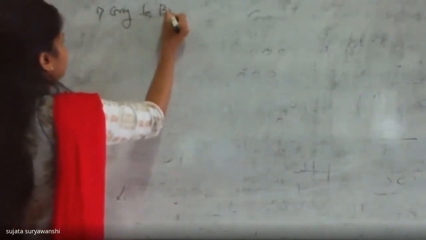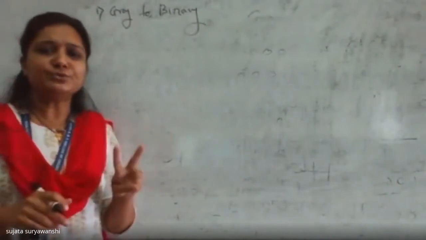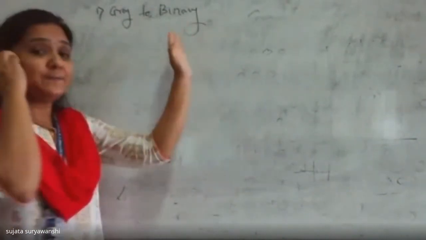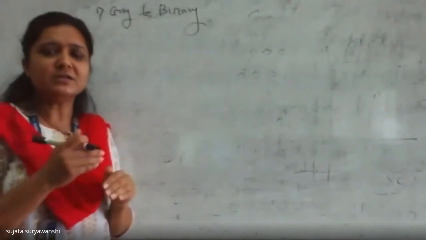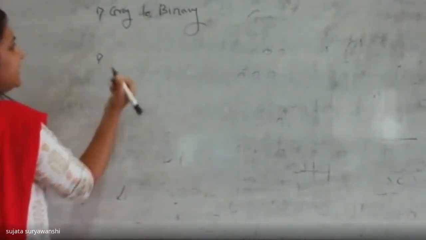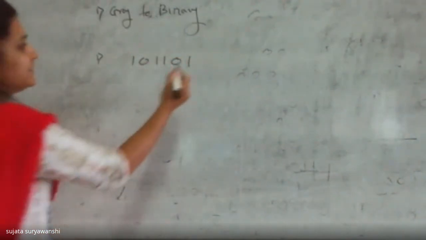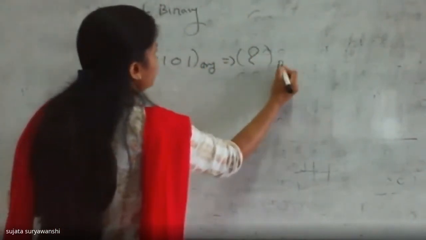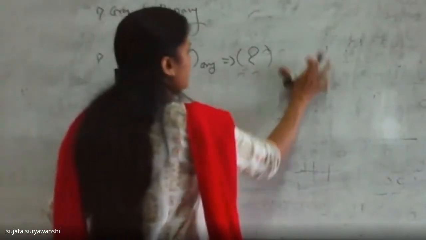gray to binary. A gray number also uses only two digits, 0 and 1. It is also a sequence of 0 and 1, as we represent any number in binary. Okay, so we'll see the first example. Suppose your gray number is 0, 1, 1, 0, 1, like this. This is the sequence of zeros and 1. The given number is a gray number, and you have to convert it into the equivalent binary number. Then how will you convert it?